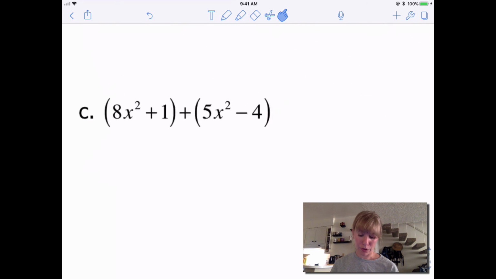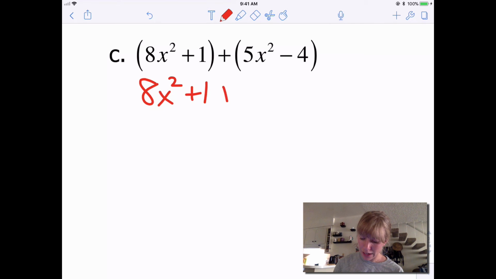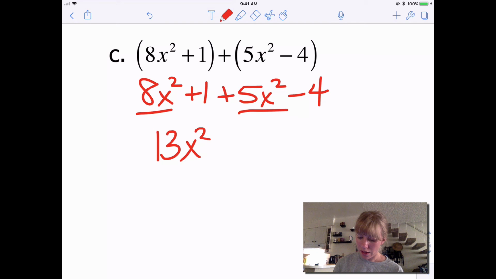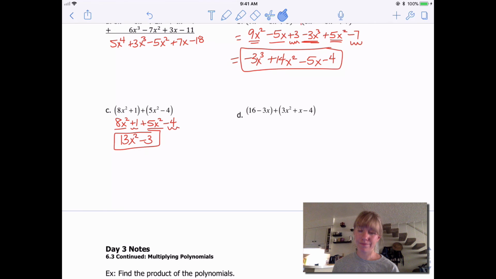Number 3, we're horizontal this time, but we have addition. So go ahead and add your like terms. I don't need to distribute, so I can just rewrite this. If you didn't rewrite it, that's totally fine. But I can combine 8 and 5 to get 13x squared. I can combine my 1 and negative 4 to get negative 3. And that is a polynomial. Final one, go ahead.